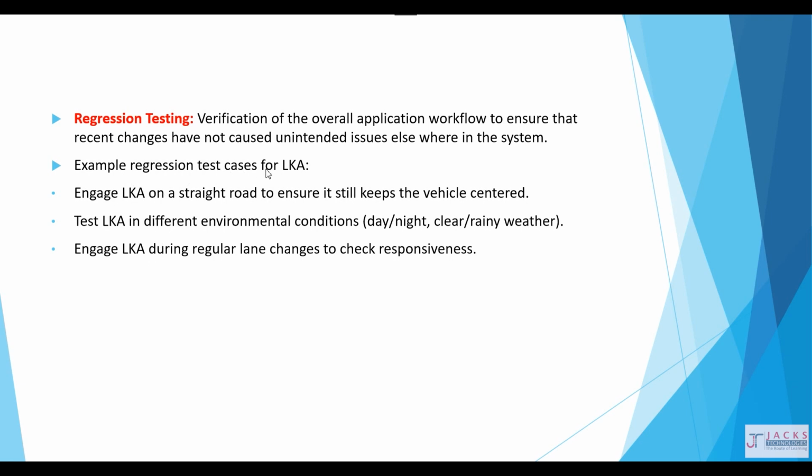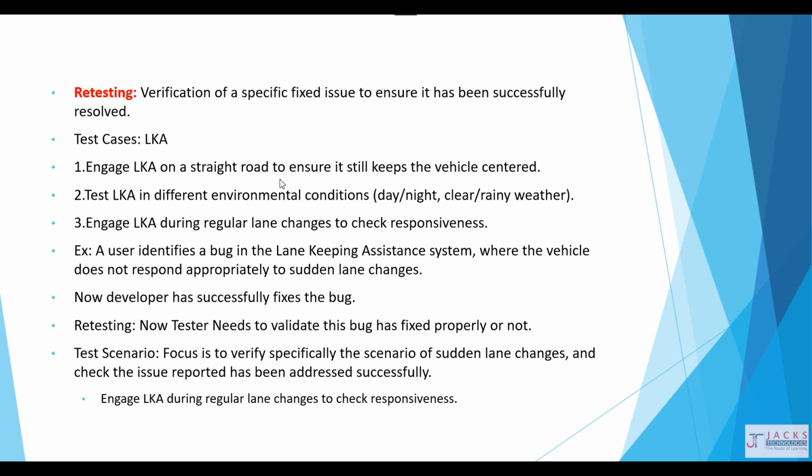Okay, so example regression test cases for LKA. Here you need to check whether lane keeping assistance on a straight road is working properly or not. Whether lane keeping assistance is working in different environmental conditions or not. Then again you need to verify the regular lane changes responsiveness is proper or not. Why are we doing regression testing? Because if something has been modified in the code, those modifications should not affect the other functionalities. Because of that, we need to execute the three test cases. This particular bug fix has not affected any of these two functionalities. Only to ensure other functionalities have not been affected because of this code change or this bug fix, we do the regression testing. Okay, so this is about retesting and regression testing.